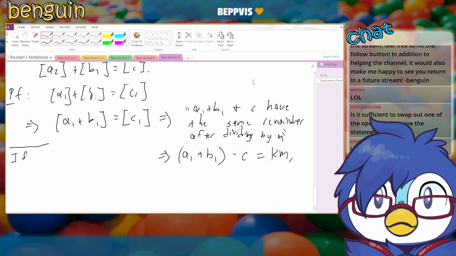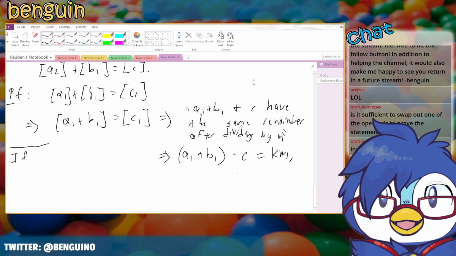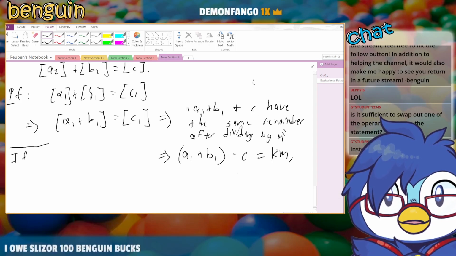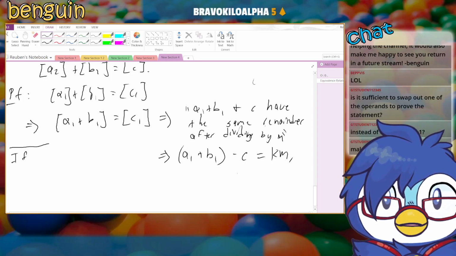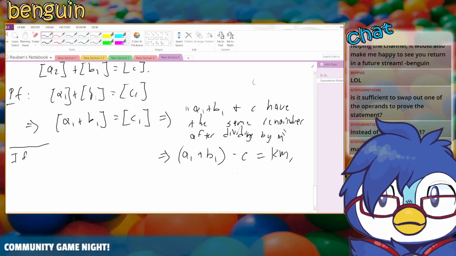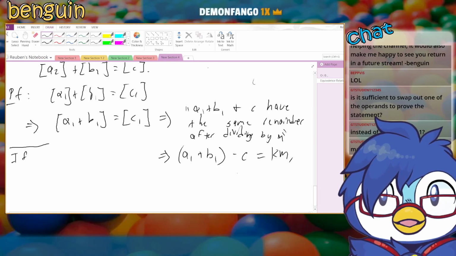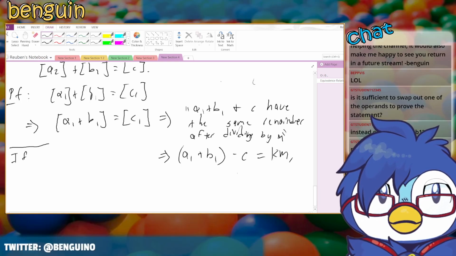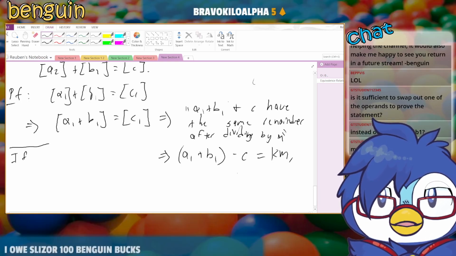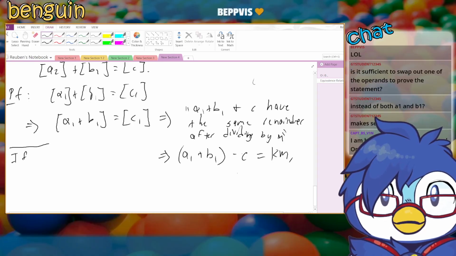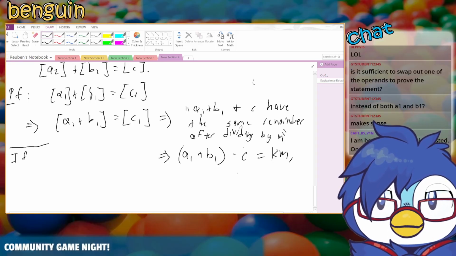Does this make sense? Just imagine two numbers that have the same remainder, and you take their difference. You might have seen that if you write this out in terms of a quotient and a remainder and take the difference, the remainders would cancel out.